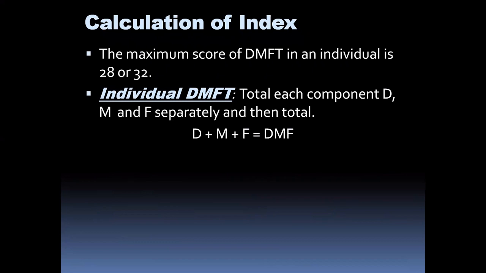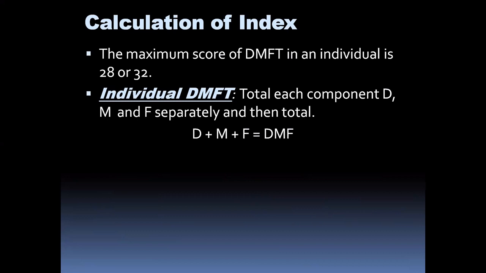So, calculation of the index: the maximum DMFT score of an individual is 28 or 32. In case we are taking the third molars also, then it comes to 32. Otherwise, it is 28, because we have 28 teeth apart from the last permanent molar. For individual DMFT, take each component D, M, and F separately and then total it.